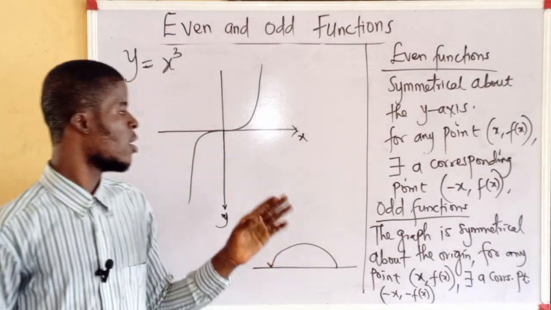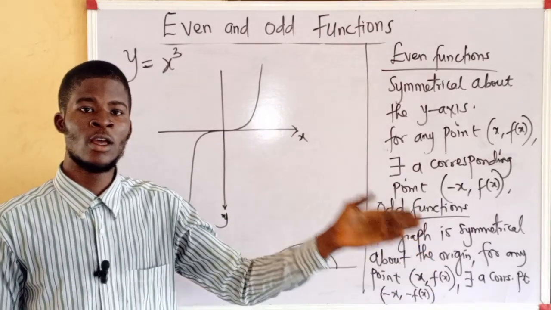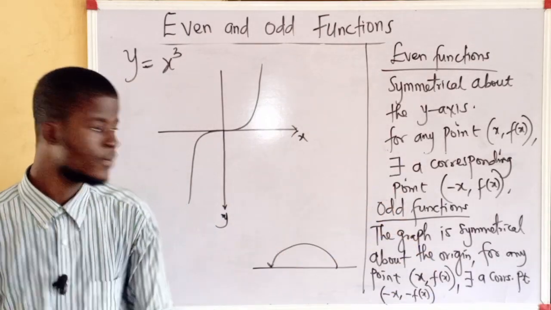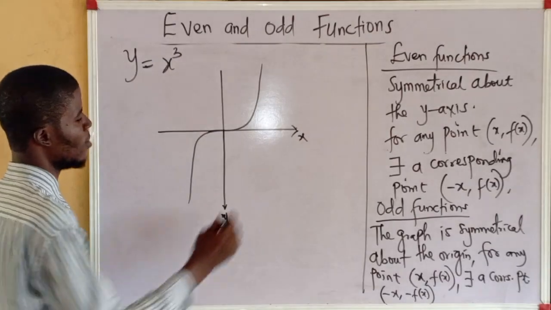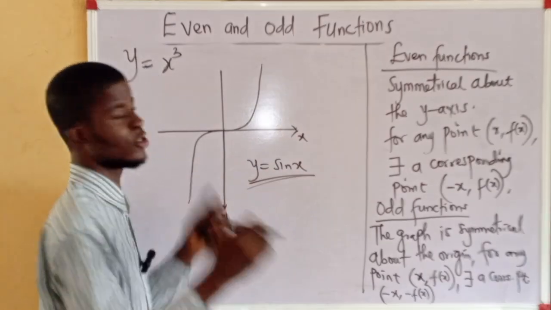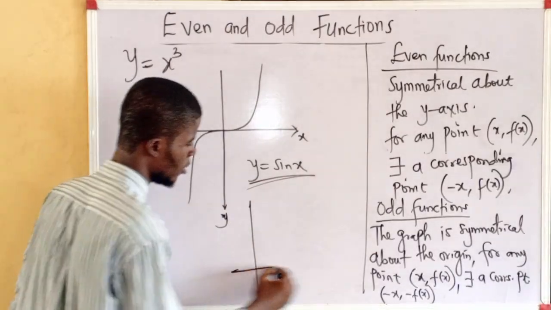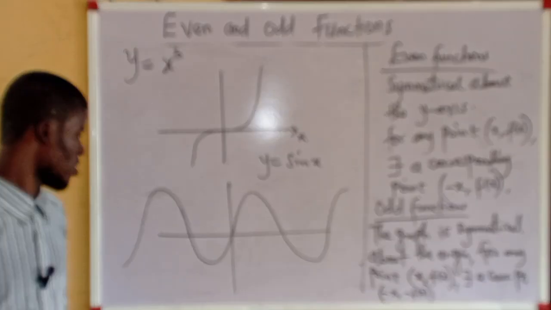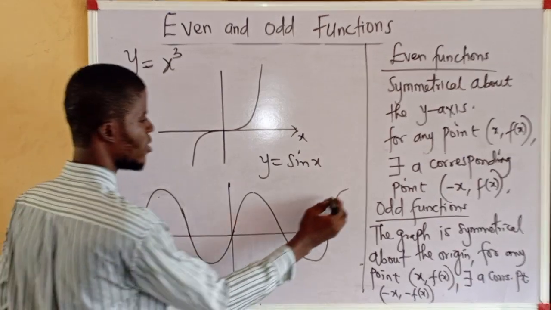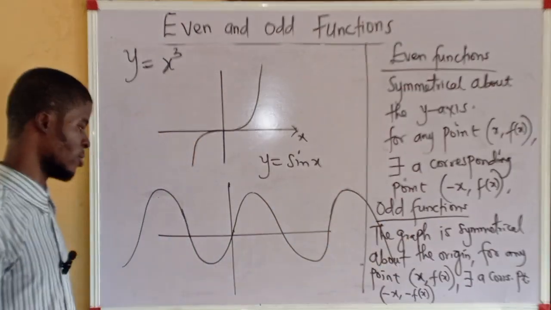So that is what symmetrical about the origin is as far as odd functions is concerned. Okay? So look at the graph of y equal to sine x. Remember we said that sine x is also an odd function. Okay, let me draw a small sketch here. All right, this is the graph of y equal to sine x.